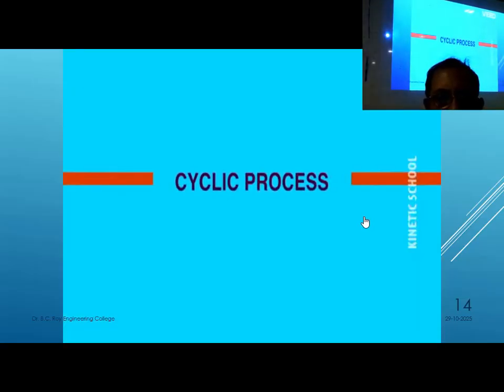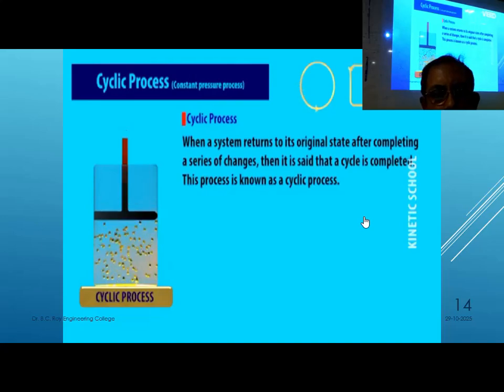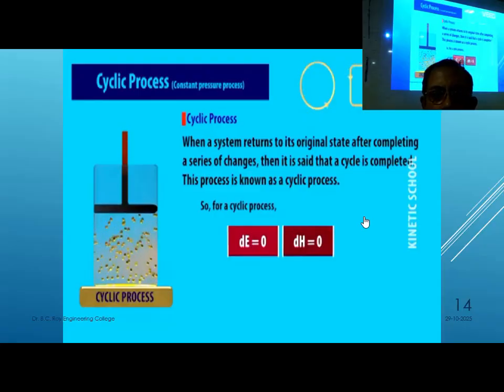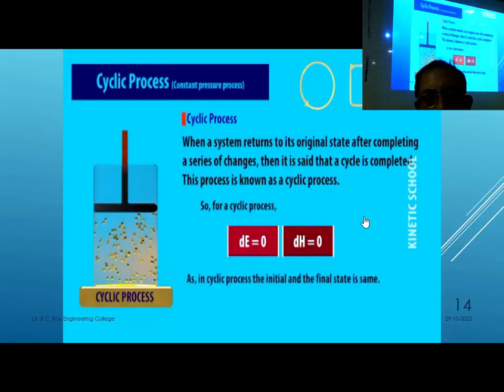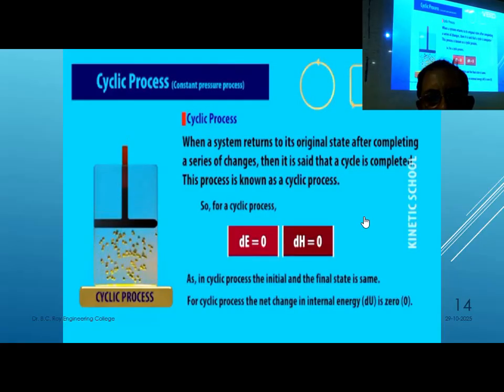Last one is cyclic process. When a system returns to its original state after completing a series of changes, then it is said that a cycle is completed. This process is known as a cyclic process. For cyclic process, dE is equal to 0, dH is equal to 0. As in cyclic process, the initial and the final state is same. For cyclic process, the net change in internal energy is 0.